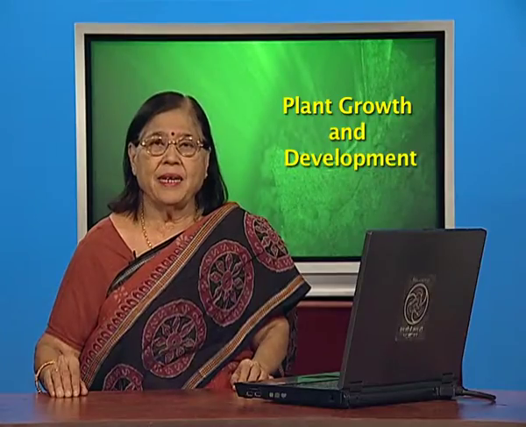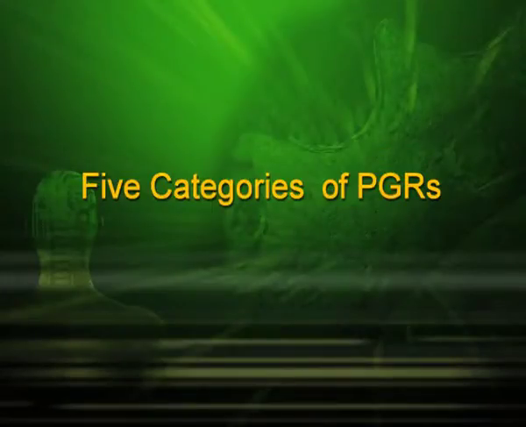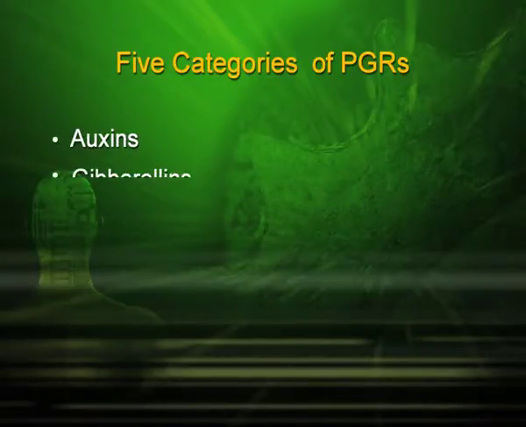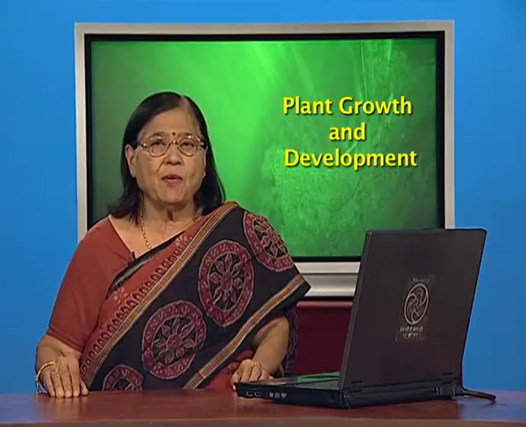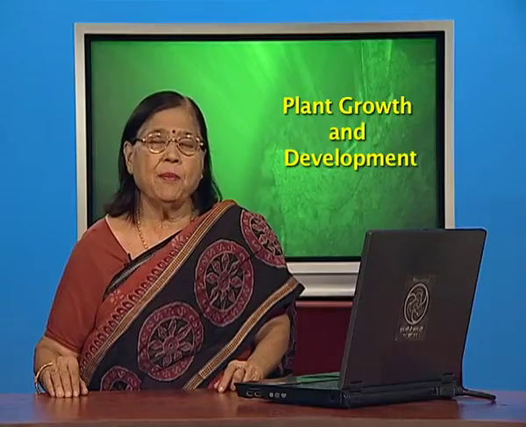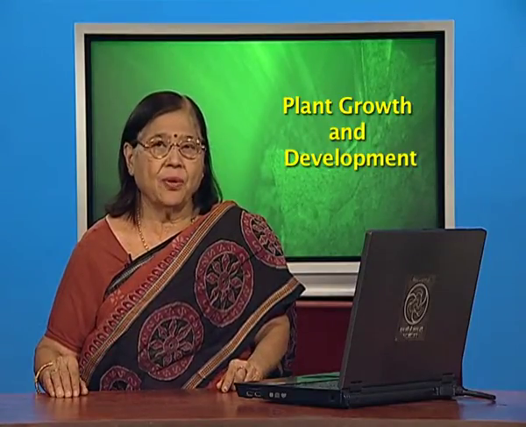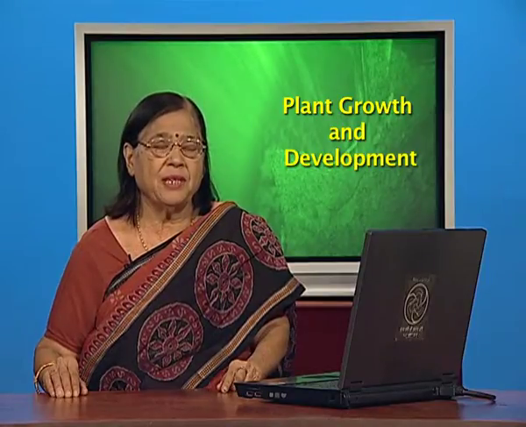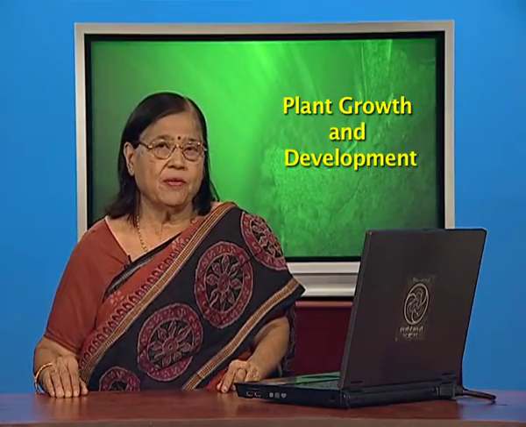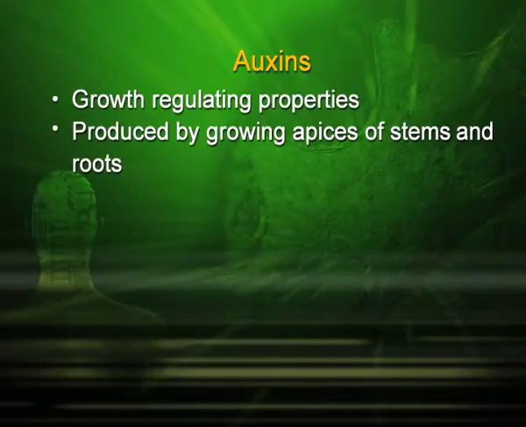We now understand the details about 5 different PGRs, namely auxins, gibberellins, cytokinins, ethylene and abscisic acid. Now, we will discuss each of the 5 in detail, starting with auxins, a very important PGR, plant growth regulator. It has growth regulating properties. All the properties associated with this PGR are helping in promotion of growth, produced by growing apices of stems and roots.